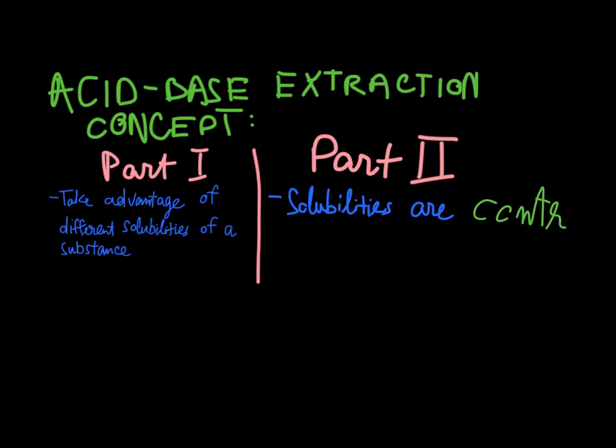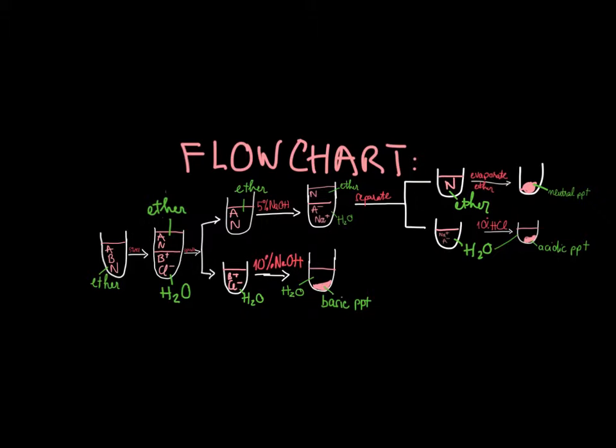What I mean by this is that if you have an organic acid that is not soluble in a water layer, you can make it soluble by neutralizing it with a base such as sodium hydroxide, and I will explain this more in detail in the next slide. This flowchart is an overview of how acid, base, and neutral compounds were separated.